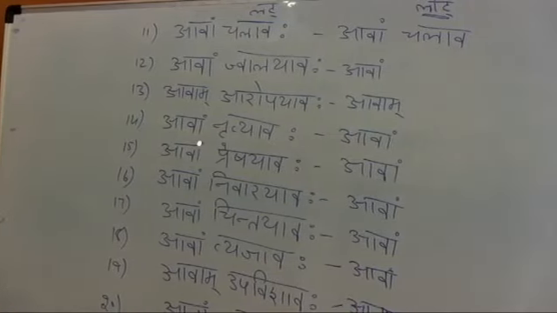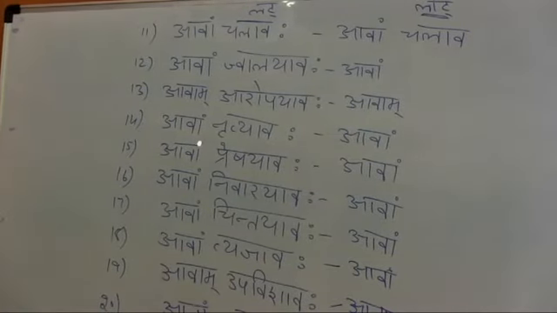And then the 14th one, Avam Nrutyavaha. Nritya is to dance. We both are dancing. The 15th one, Avam Preshayavaha. We both are sending. We both send. Preshana is sending. The 16th one, Avam Nivarayavaha. We both are preventing, stopping. We both stop or prevent. It means.